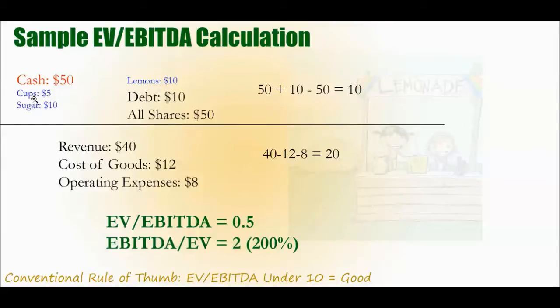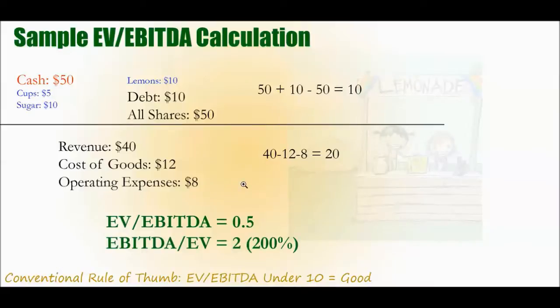The reason I mention them here, and they're a little bit smaller font, is that they're still of some value, and when you're thinking about it from an acquisition standpoint, you're thinking, all right, I'm getting these lemons, I'm getting cups, I'm getting sugar, and I'm still getting $50 in cash. But so the enterprise value is $10. We took the shares that we had to pay for, we added the debt that we're buying, and we took out the cash that the company has. That gives us 10. 50 plus 10 minus 50 equals 10.